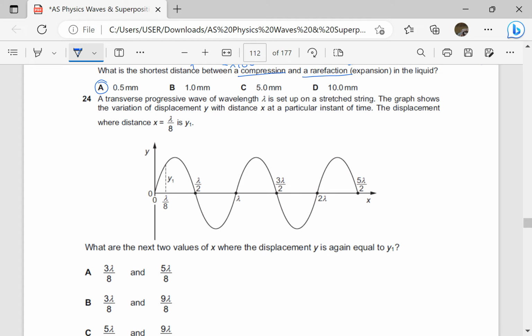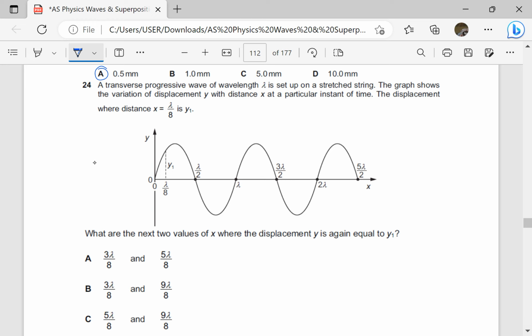A transverse progressive wave of wavelength lambda is set up on a stretched string. The graph shows the variation of displacement y with distance x at a particular instant. The displacement where distance x is equal to lambda over 8 is y1. What are the next two values of x where the displacement y is again equal to y1?